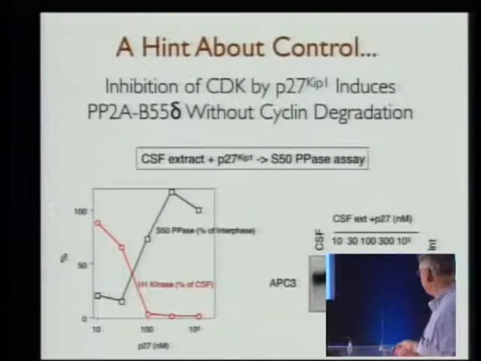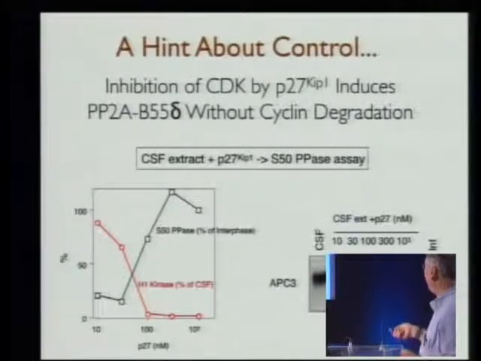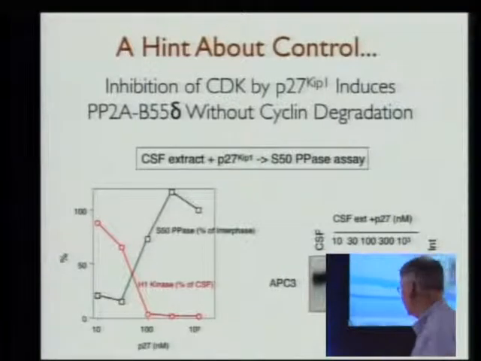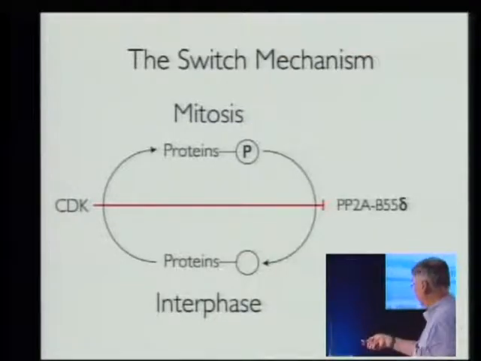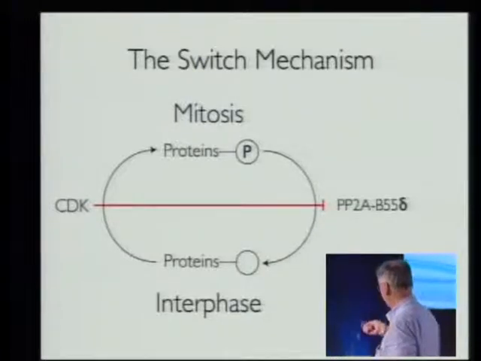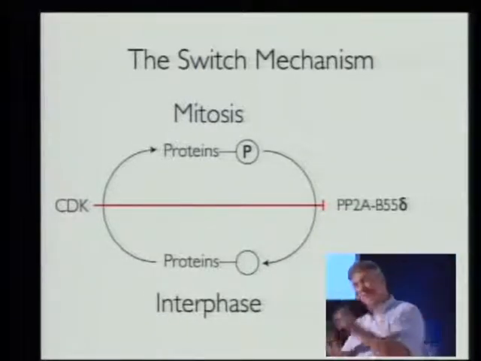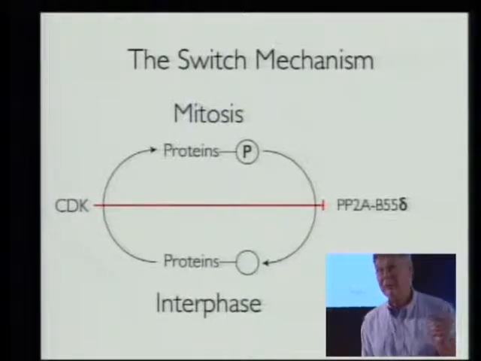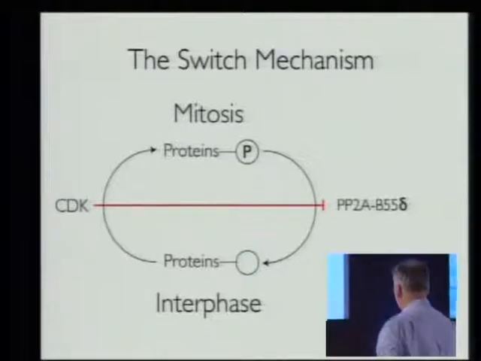We already knew that if you inhibited CDC2 by adding a very specific protein inhibitor called P27, that itself caused the appearance of this phosphatase activity. So, if you like, CDK works by directly or indirectly, I'll show you it's actually indirectly, inhibiting PP2A B55. So this was another way of forcing exit from mitosis without degrading cyclins. And that's what the referees wanted us to use as an assay.